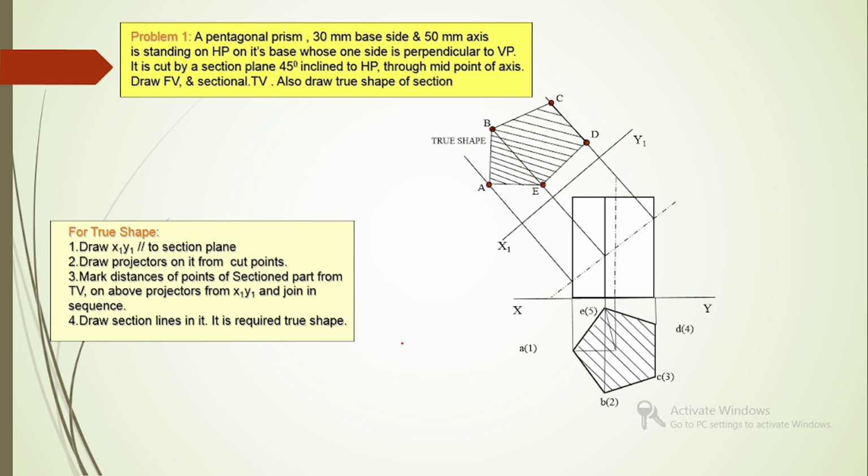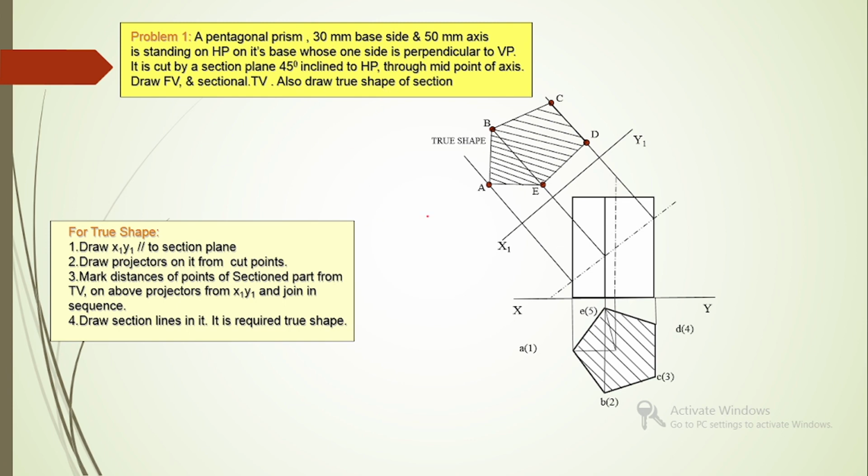Sectional top view means a top view in which we have to represent the sectioned portion. That is the sectional top view. Here we can see that the base side of the pentagon is equal to 30 mm and the axis height is equal to 50 mm.